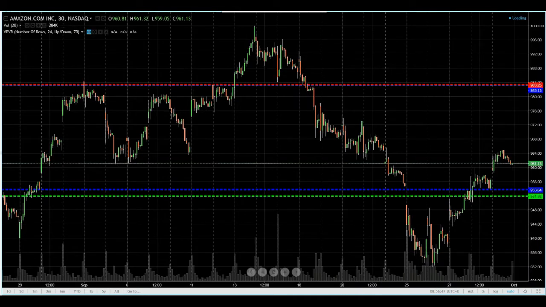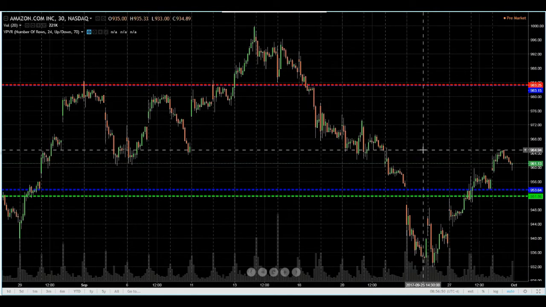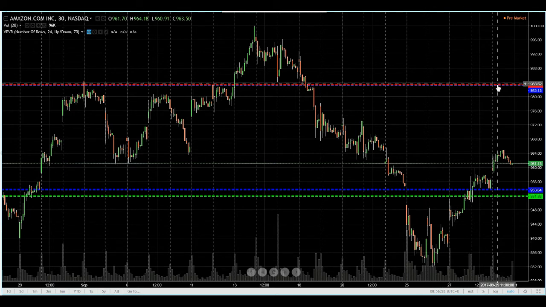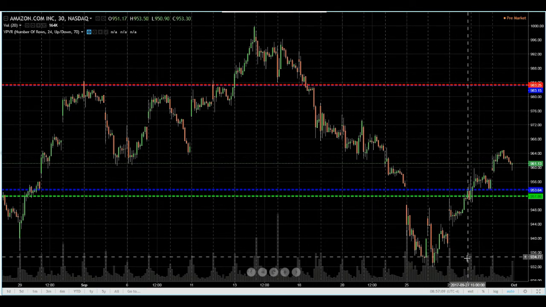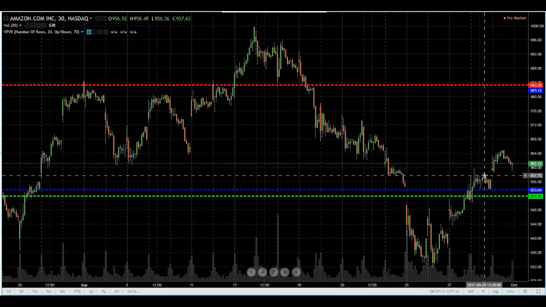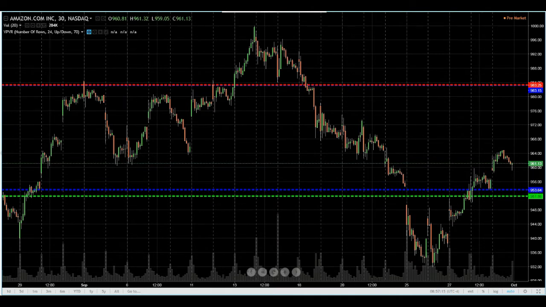Next we'll move to Amazon. And Amazon, again, a bit of a mixed picture here. I'd be very interested in shorting 983.25 if we get to that level. There's some liquidity down here that is interesting. And I think the higher liquidity is gone. I think it looks pretty balanced to me. So that's about the closest liquidity.